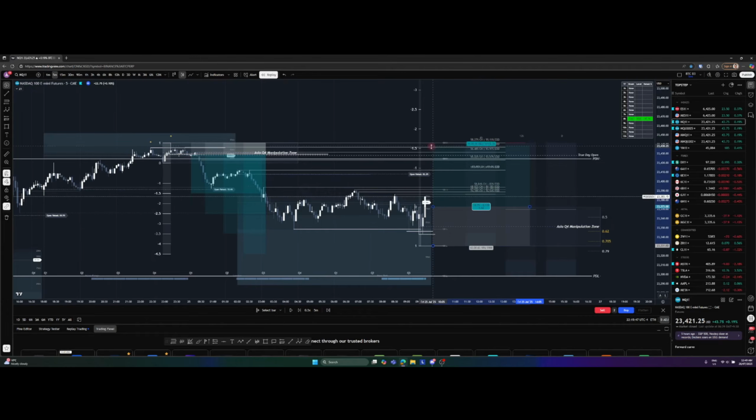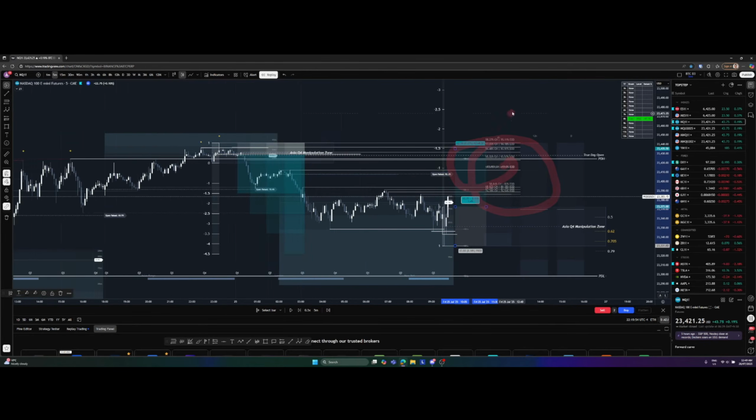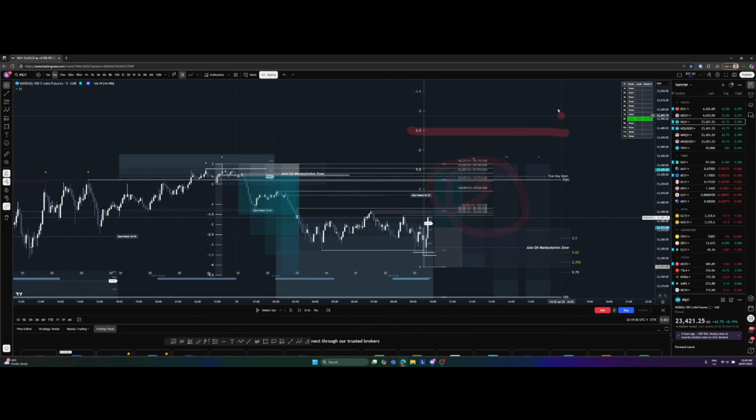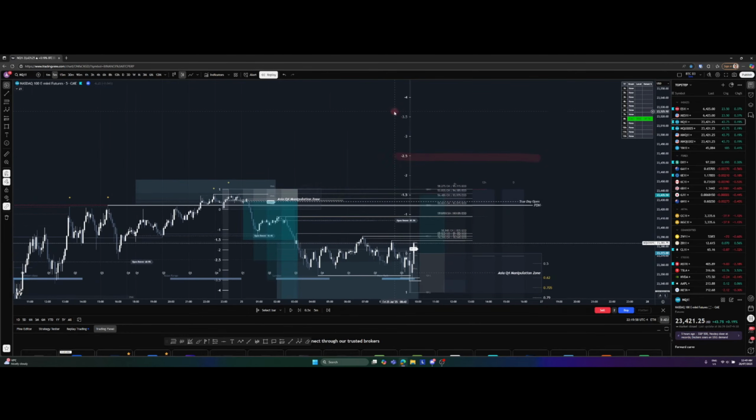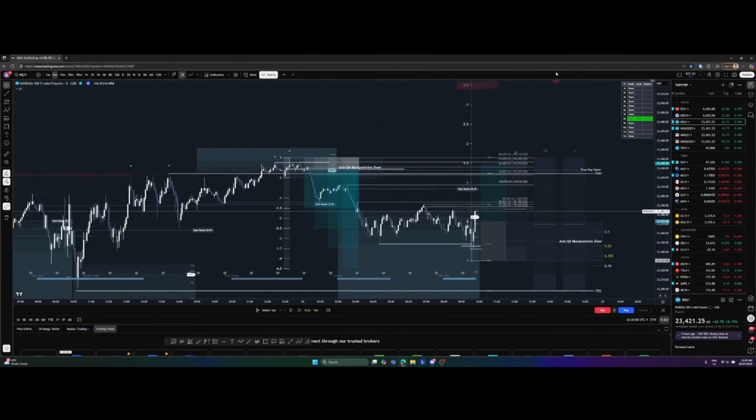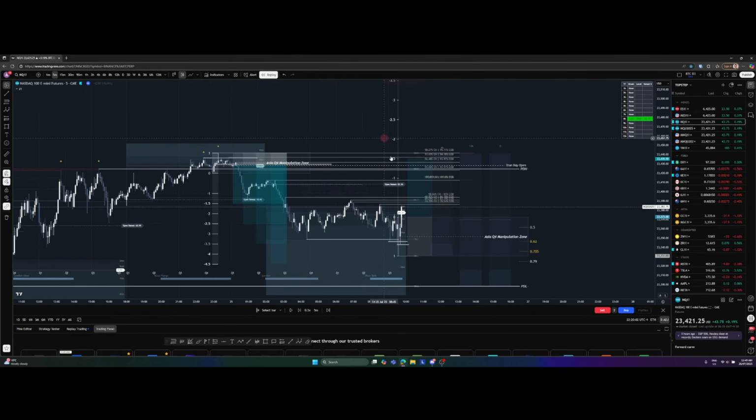And we're looking at SD 1.5, which lines up with all of this liquidity. And SD 2.5 if we want to go higher. SD 3.5 and 4.5. So we draw on our box here. So this is now our NYAM quarter 3 manipulation swing.